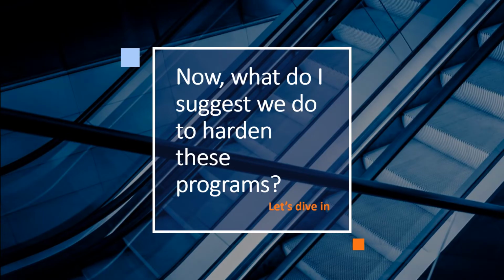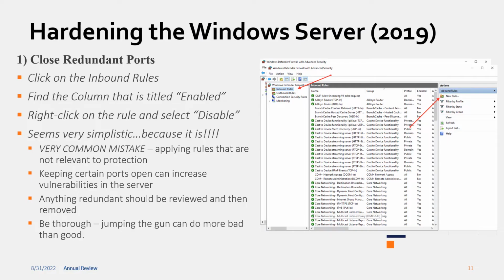So what are my suggestions to harden? You'd be surprised that many of the best hardening techniques for operating systems and firewalls don't have to be rooted in a lot of technical knowledge. It can be just common sense. First, we would close any redundant ports, anything that we do not need to connect within the networks. The best way to do that is to go to the server, find all the enabled rules, and disable them. It's simple because it is.